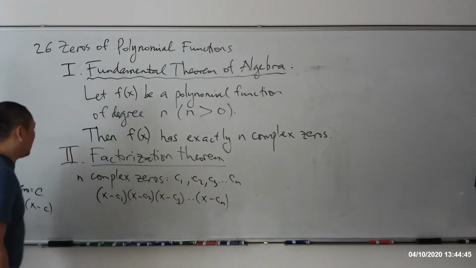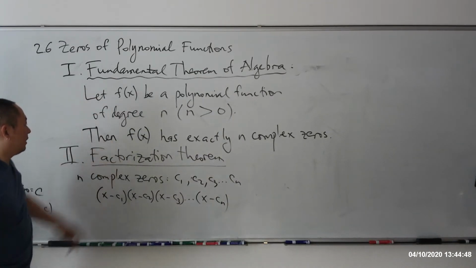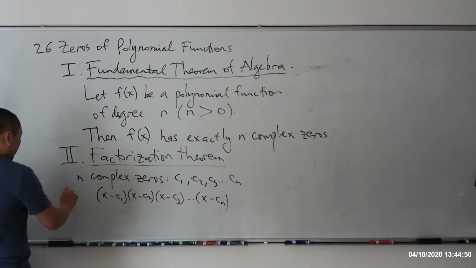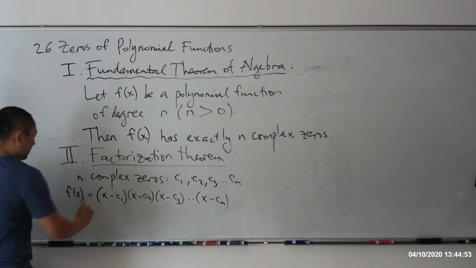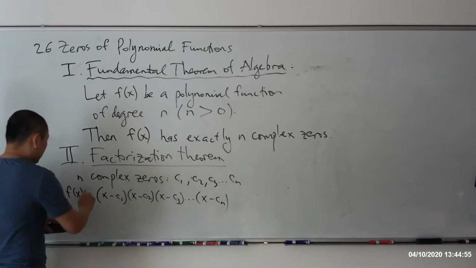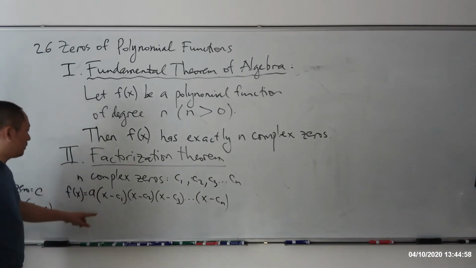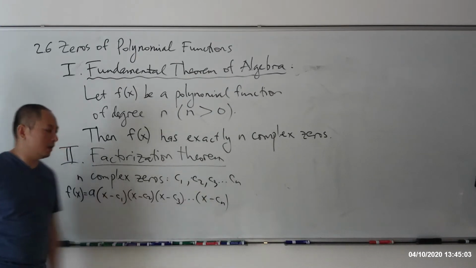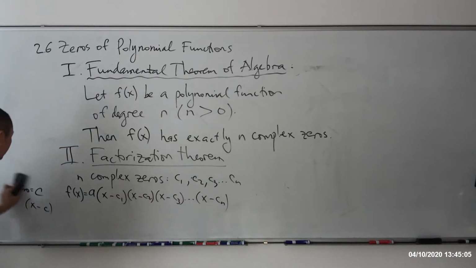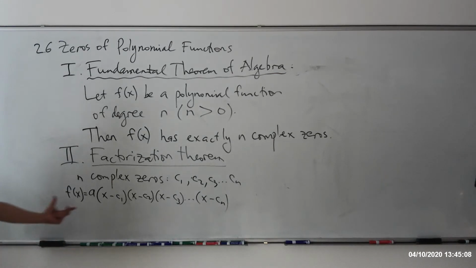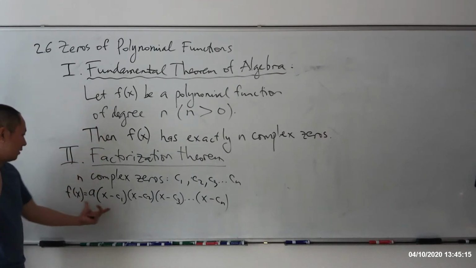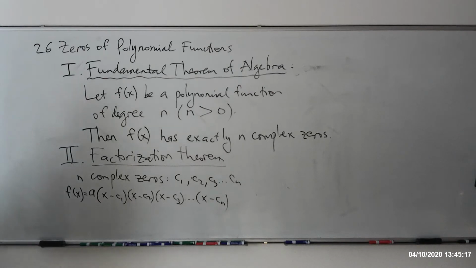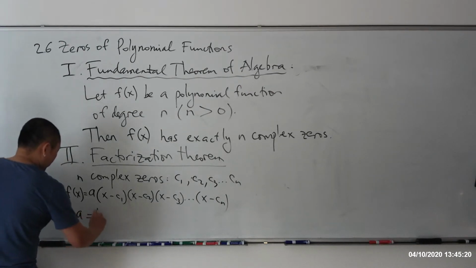The second theorem says that if a polynomial f of x has degree n, then it can be written as f of x equal to a times the product of n linear factors, x minus c1, x minus c2, x minus c3, all the way to x minus cn. Written this way, you can have a better look at the polynomial function of degree n. Instead of writing it in general, you can factor it out as n linear factors, where a is the leading coefficient.